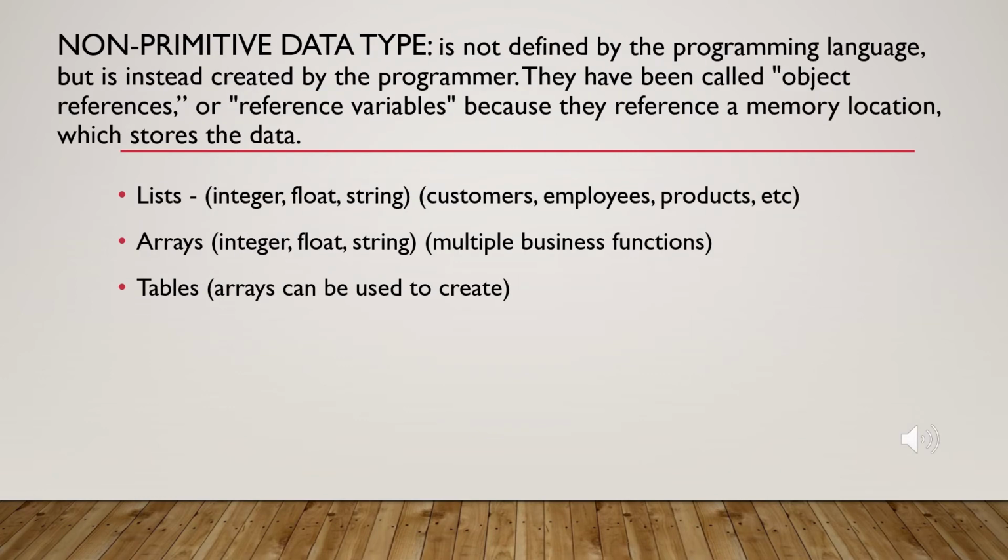Non-primitive data type is not defined by the programming language, but instead it is created by the programmer. They have been called object references or reference variables because they reference a memory location which stores the data. Now, the things that fall under that are lists, arrays, and tables. Now, lists and arrays are made up of integers, floats, strings, text. They're similar, but not quite.